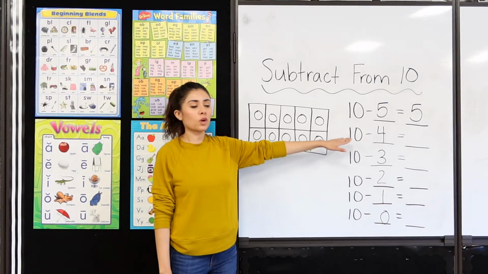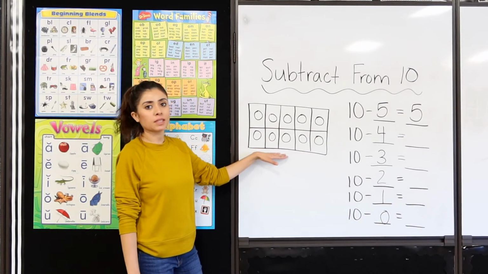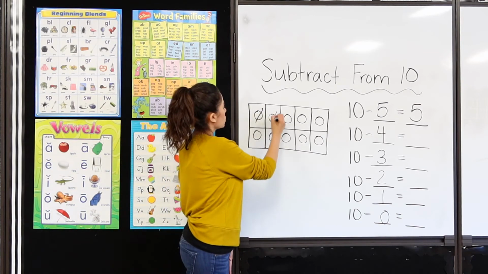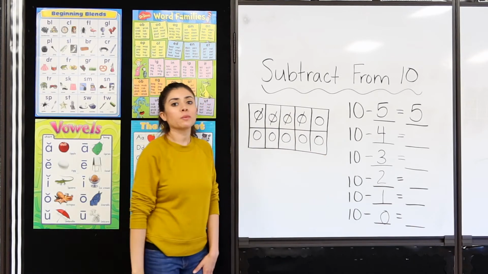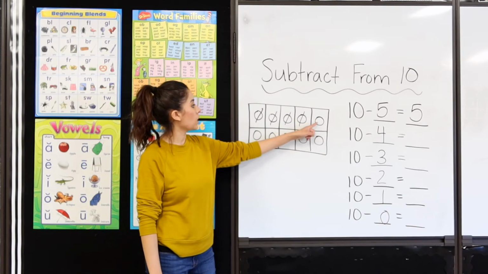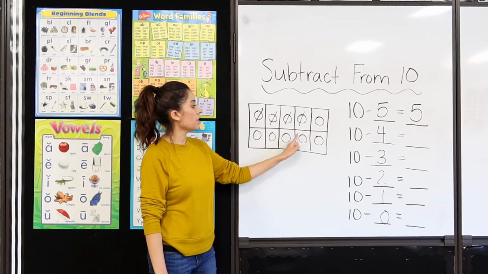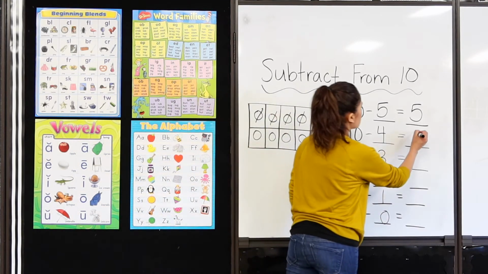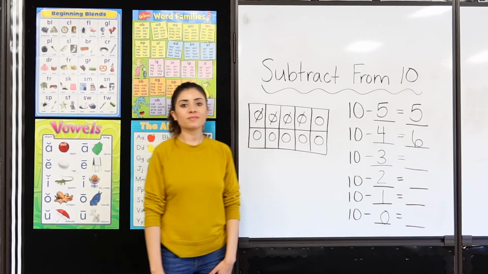10 minus 4. I have 10 counters in my tens frame, and I'm going to cross off 4. 1, 2, 3, 4. How many do I have left? 1, 2, 3, 4, 5, 6. 10 minus 4 equals 6.